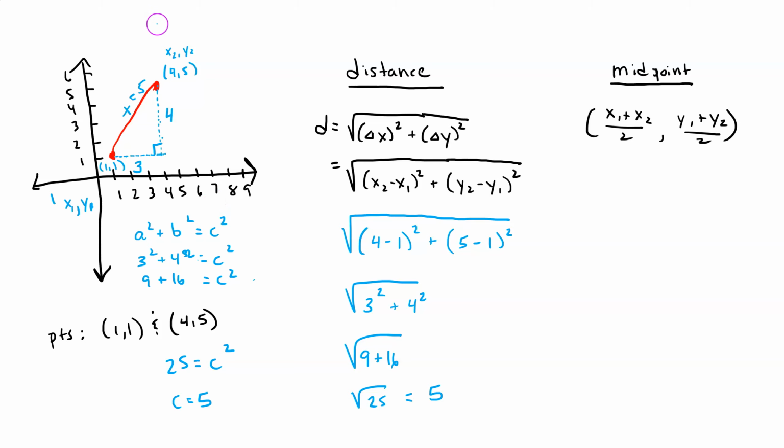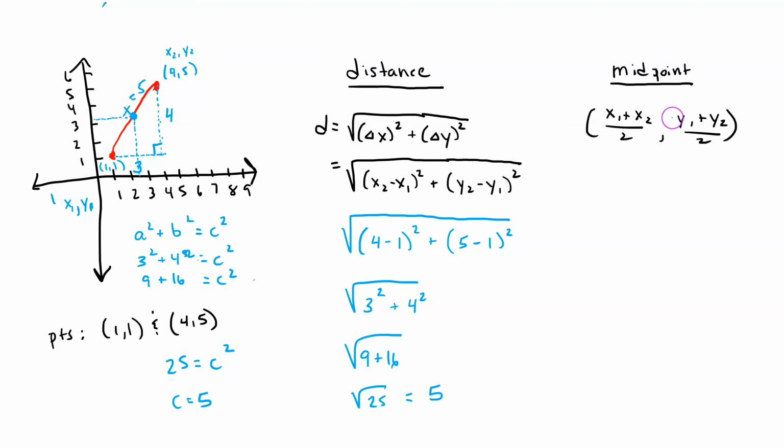Alright, so that's distance. For midpoint, what we're essentially trying to figure out is this point right here. And we can kind of eyeball it. So if I drew over here, it looks like it's around 3. And then if I drew down, it looks like it's around maybe 2.5. But we can do better than just eyeballing it, because with drawings you might be off just a little bit.